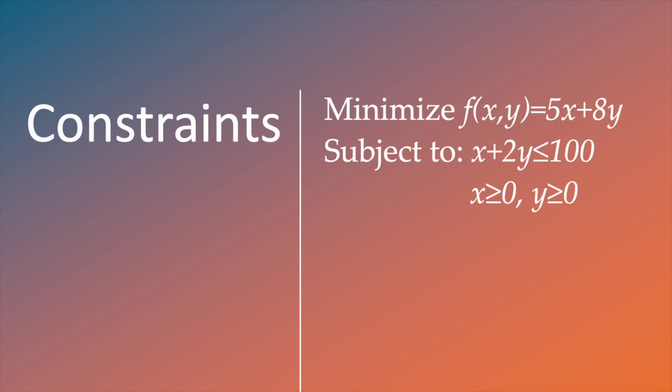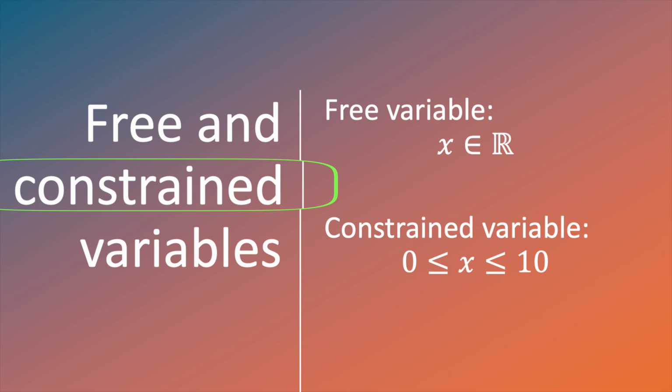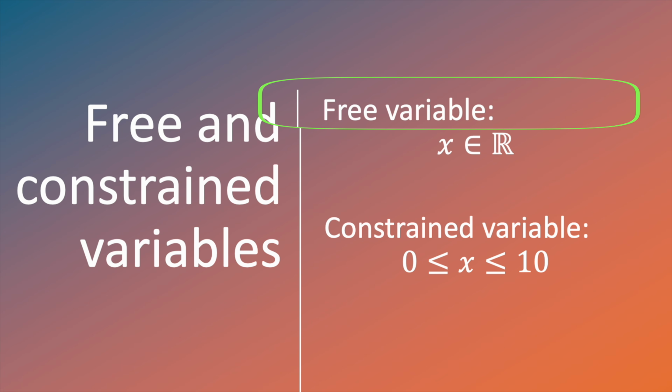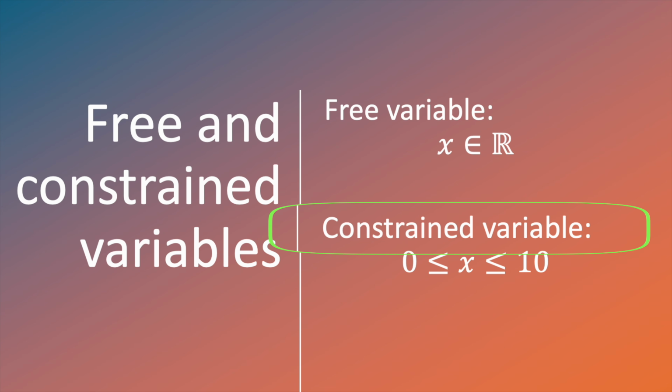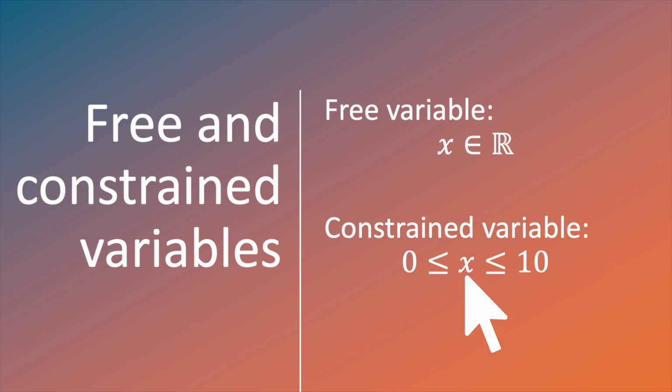This example is all right for educational purposes, but really, to understand the essence of optimization, we should use a non-linear function. Before we take a look at a non-linear function, let us also discuss the definition of free and constrained variables. A free variable is one that can take any real number value, for example, x in the set of all real numbers. A constrained variable is restricted to a range, like x being between 0 and 10.